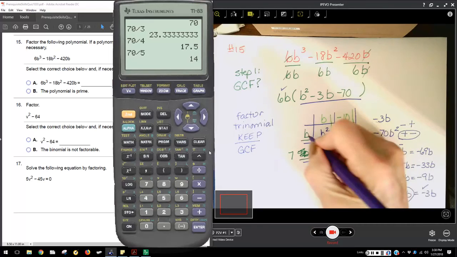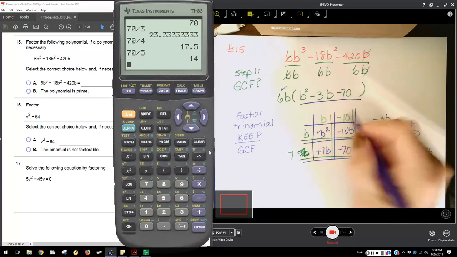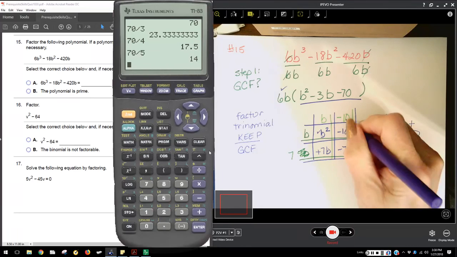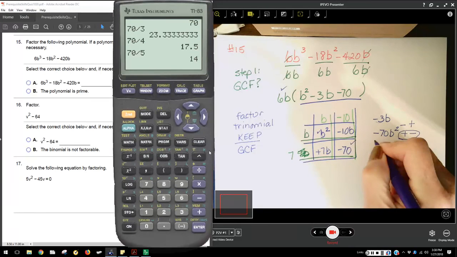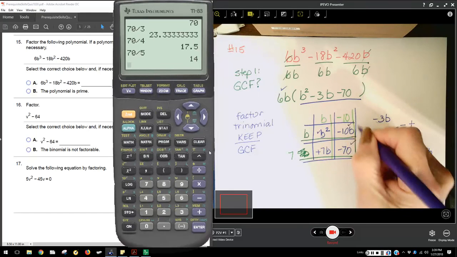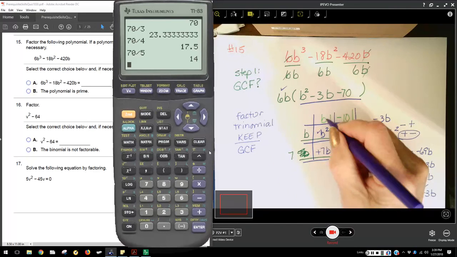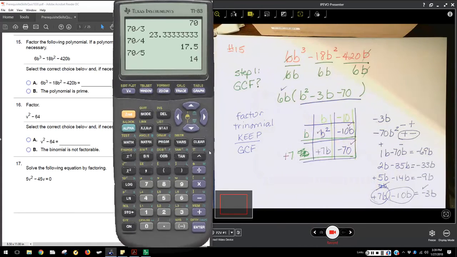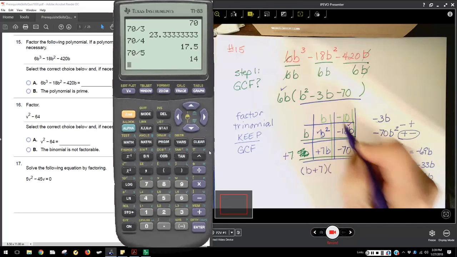So b times b does give us b squared. 7 times negative 10 does give us negative 70. B times negative 10 does give us negative 10b. So then 7 times b is positive 7b only if this 7 is also positive. So that means then that our factors are b plus 7 and b minus 10.